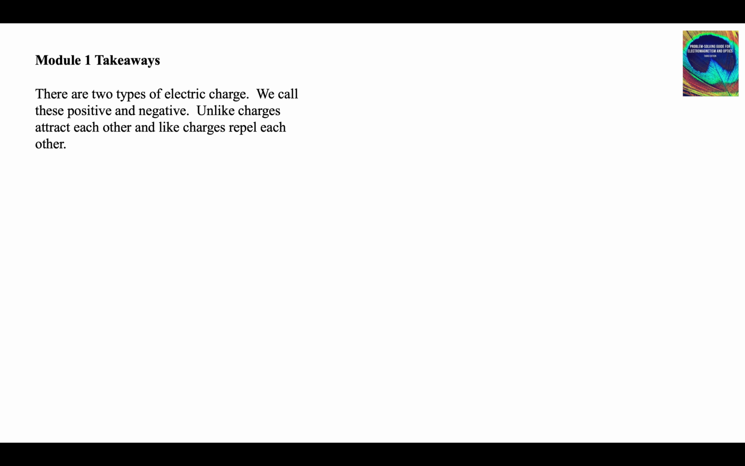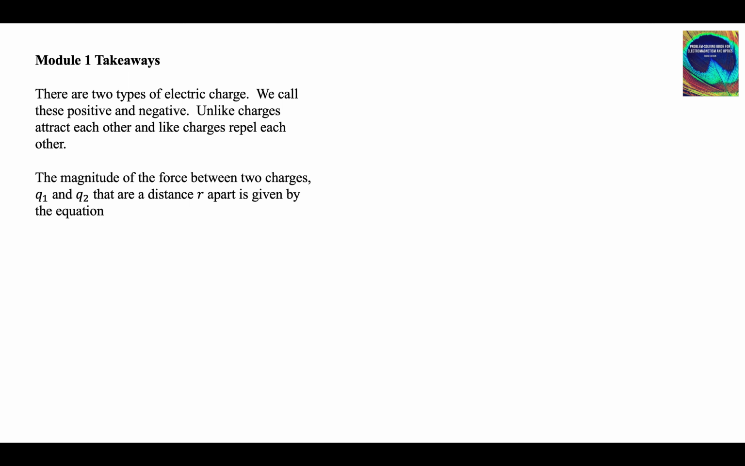So here are some takeaways from Module 1. There are two types of electric charge. We call them positive and negative. Unlike charges attract, like charges repel. The magnitude of the force between two charges, Q1 and Q2, that are a distance r apart is kQ1Q2 over r squared. k is Coulomb's electrical constant, 8.99 times 10 to the 9th newton meters squared per coulomb squared.